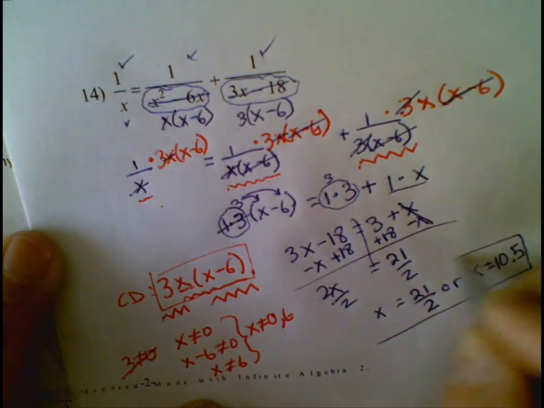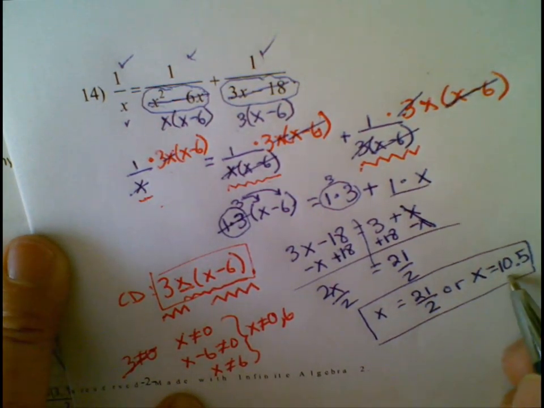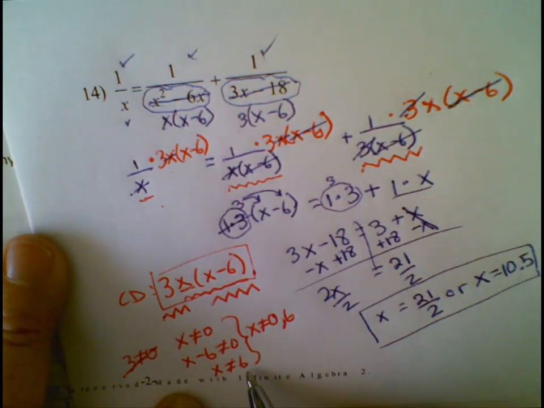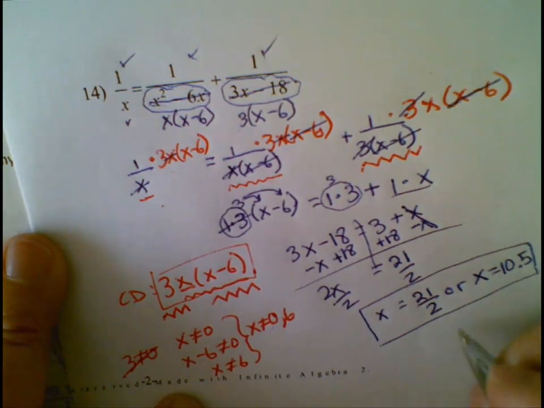Either one is correct. All right, we do need to check and make sure that we don't see this answer over our domain restriction, but we don't. Our only domain restrictions are 0 or 6, so we're done.